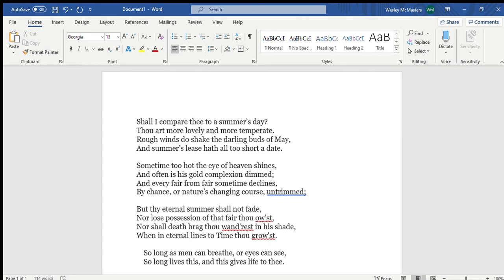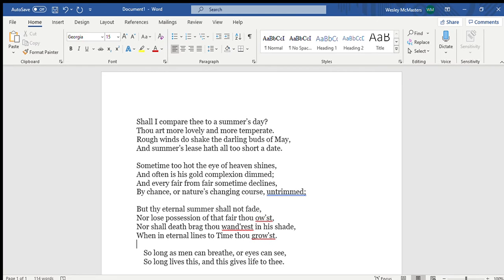But thy eternal summer shall not fade, nor lose possession of that fair thou owest, nor shall death brag thou wanderest in his shade, when in eternal lines to time thou growest. And then finally, we don't have a quatrain here, we have a couplet. So long as men can breathe or eyes can see, so long lives this, and this gives life to thee.